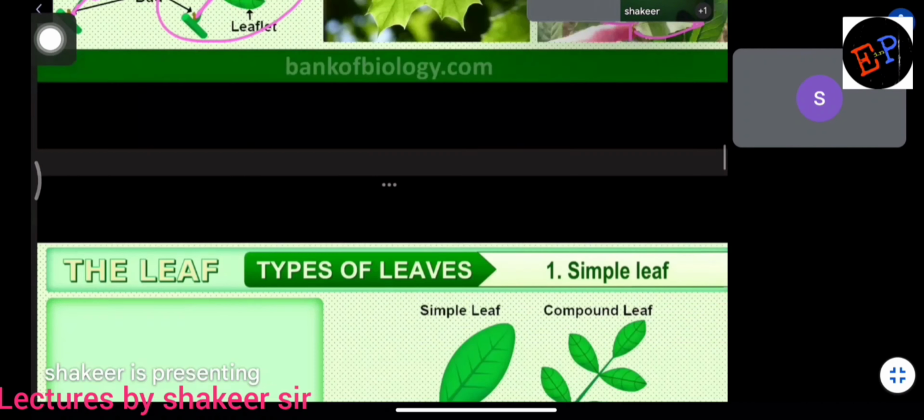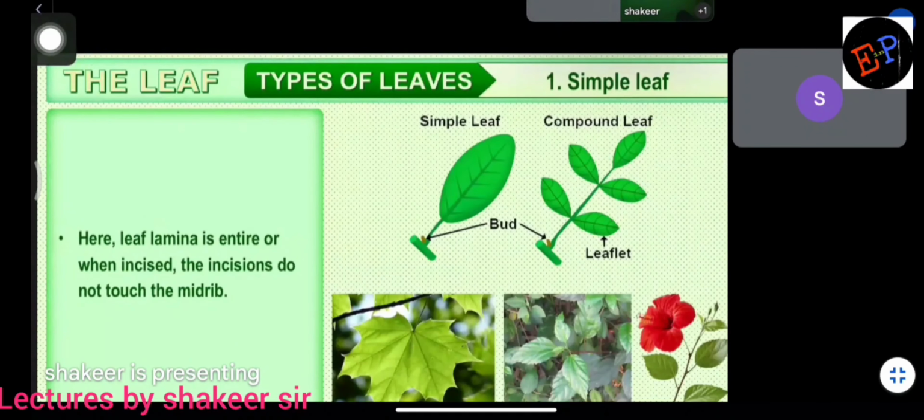So let us try to understand what is the meaning of simple leaf. Here a leaf lamina is entire, or when incised, the incisions do not touch the midrib. Now can you say what is the meaning of this? So leaf lamina is entire. Entire leaf lamina is attached to the petiole itself. Or when incised, the incisions do not touch the midrib. What is meant by incisions? So these structures which you are seeing here are called incisions. Are you able to understand? So these incisions are not touching the midrib.